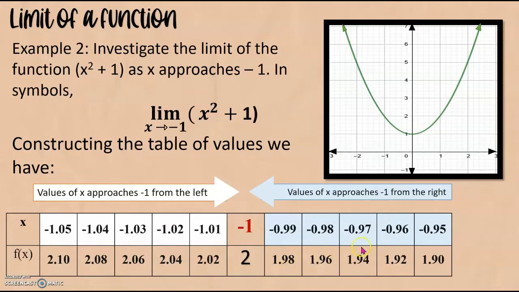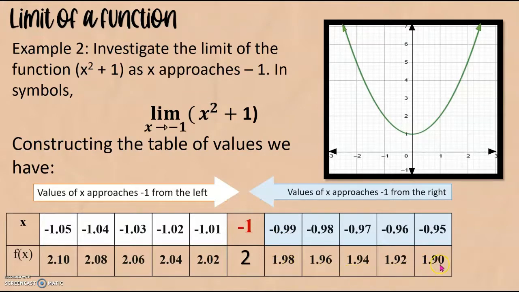Now let's look at the right-hand limit. When x is equal to negative 0.95, f of x is equal to 1.9. When x is equal to negative 0.96, f of x is 1.92. When x is equal to negative 0.97, f of x is 1.94. When x is equal to negative 0.98, f of x is 1.96. And when x is equal to negative 0.99, f of x is equal to 1.98.